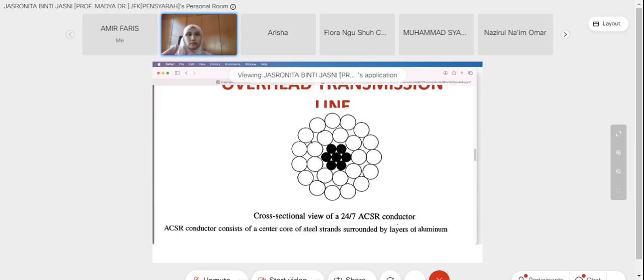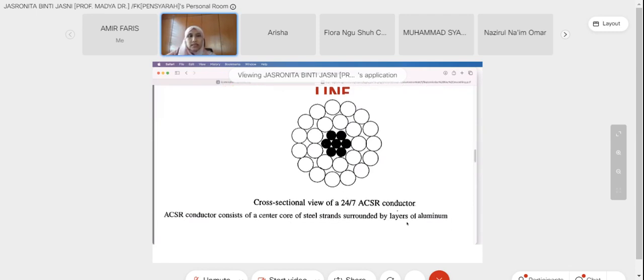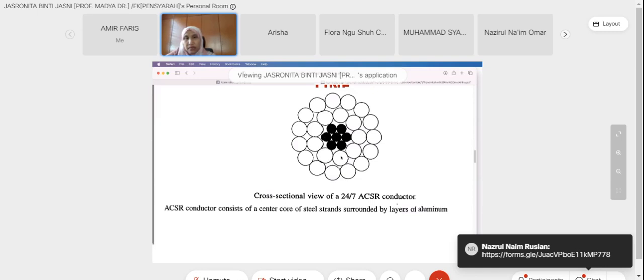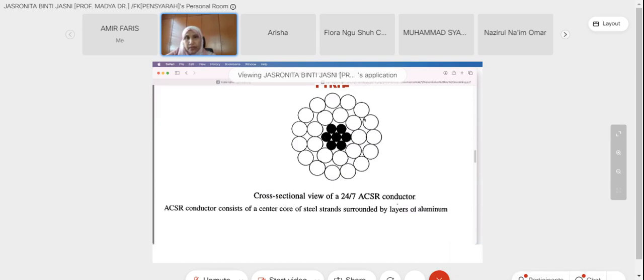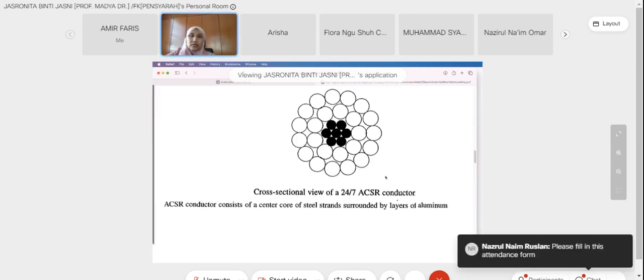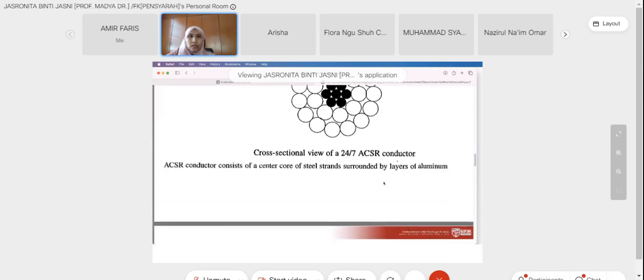Okay, basically this is how the cable looks inside. This is the conductor inside the cable. Cross-sectional view of the 24/7 ACSR conductor. ACSR conductor consists of a center core of steel strands surrounded by layers of aluminium. This is the aluminium, and then this is the steel. It's an example of the normal cable, using ACSR conductor.